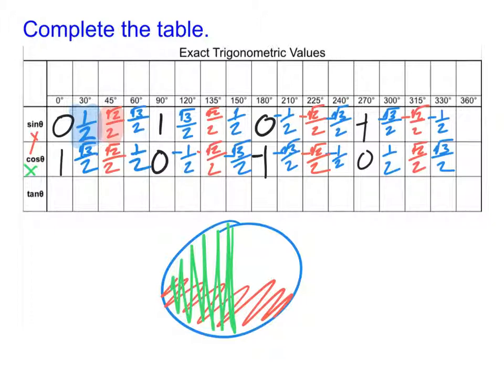360, remember, that's the exact same point as 0. So your numbers at 360 should be the same as they were back at 0. And so we're able to follow all of those patterns just to figure out what sine and cosine were.